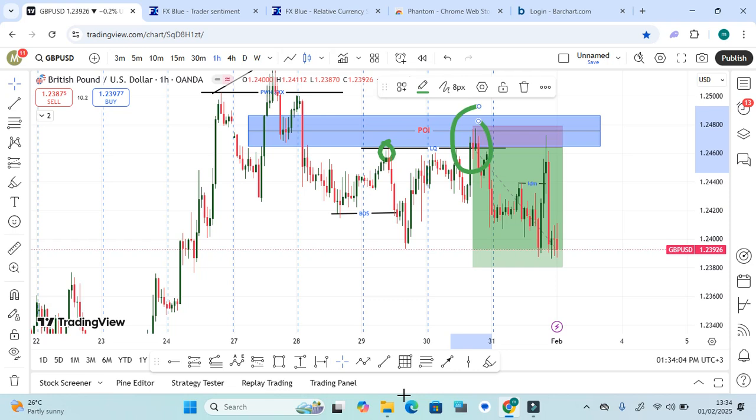Market will come from one liquidity to another. Internal liquidity, external liquidity. Market will grab liquidity before anything. If you don't see anything in the market, don't do anything. Right? So let's now go down to lower time frames to see what.